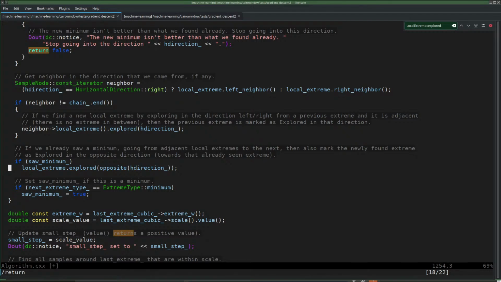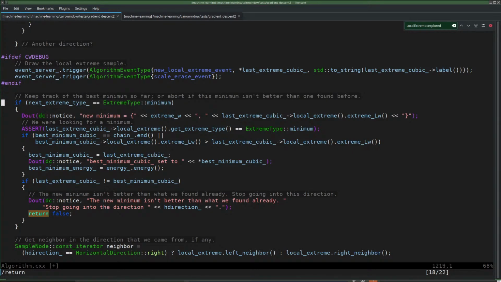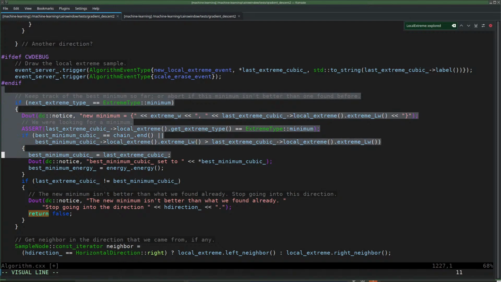This is not necessarily necessary, and this is not necessary either, I think. And this is, however, necessary. The neighbor must be marked. So I don't want to return before we did this. I might as well put it all the way down here, which is then this one. Keep track of the best minimum so far. So let's move that down.